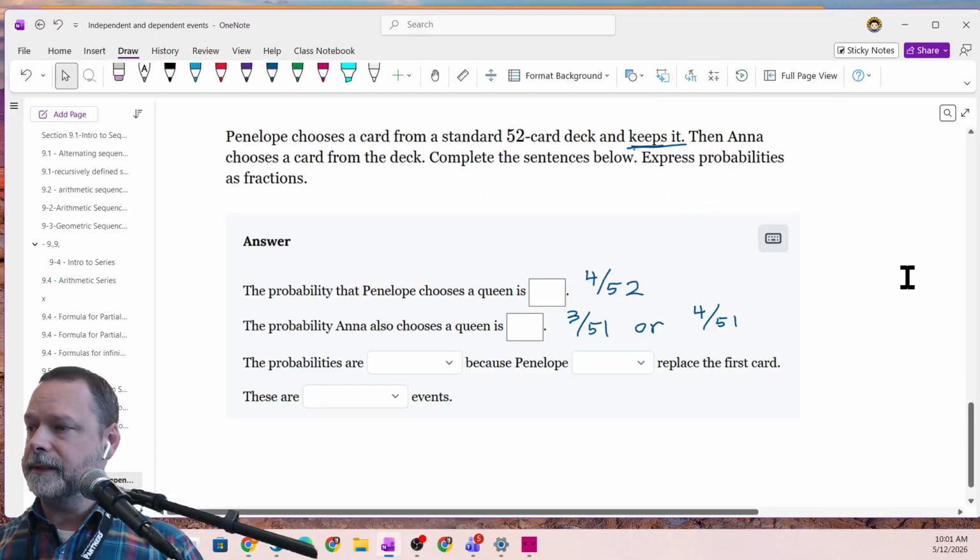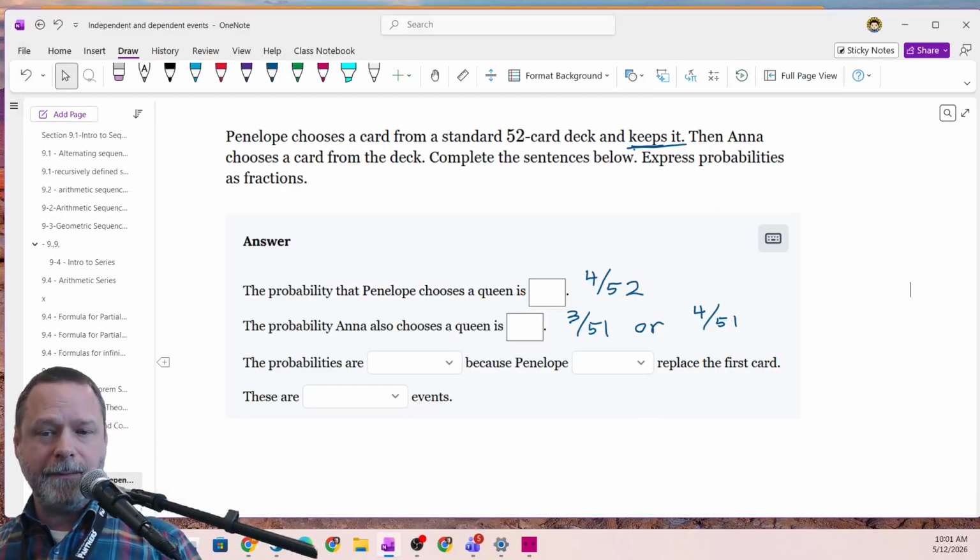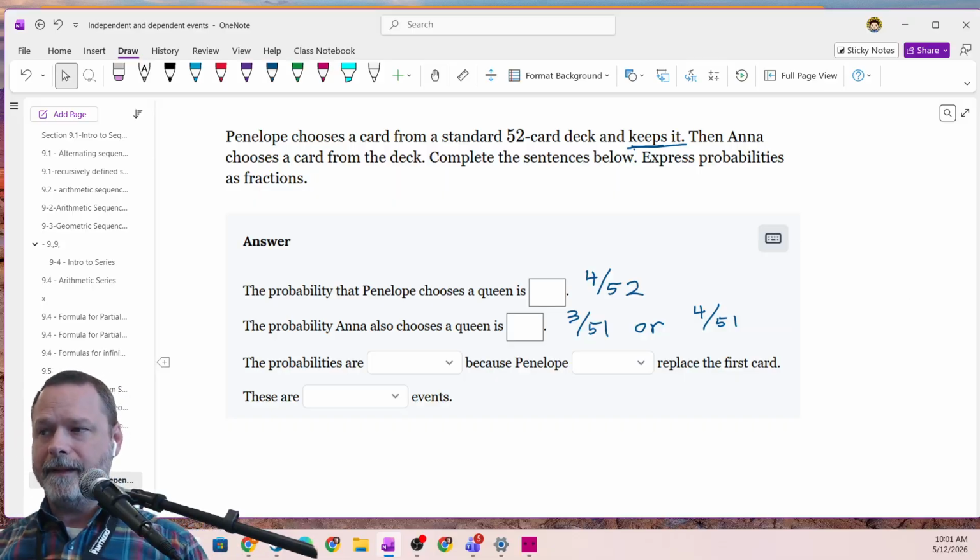And there you go. So there's a little quick example of independent and dependent events. We did not do the "or" yet, the union type stuff. So no, we'll worry about that later.